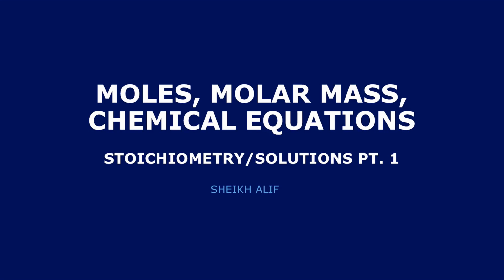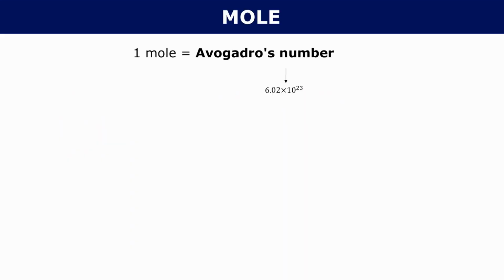Today we're going to be talking about moles, molar mass, and chemical equations. One of the most fundamental ideas of stoichiometry is the idea of a mole. And the mole is going to come up all throughout chemistry, so it's really important that you have a good understanding of what a mole is. And a mole is just a number. It's Avogadro's number. It's 6.02 times 10 to the 23rd.